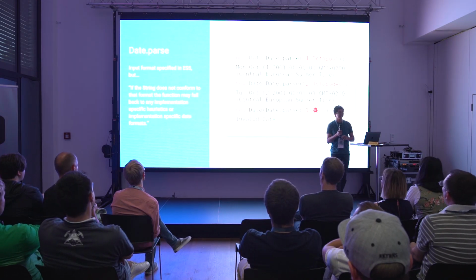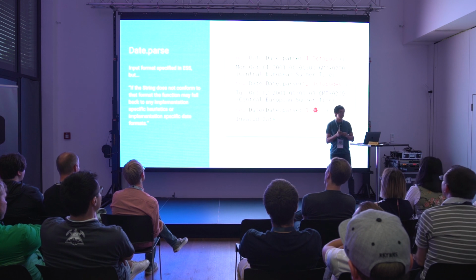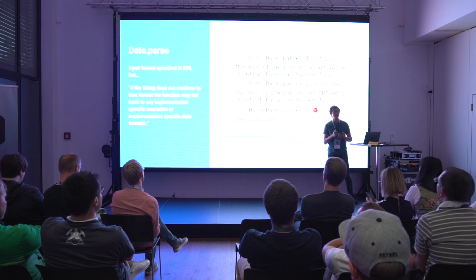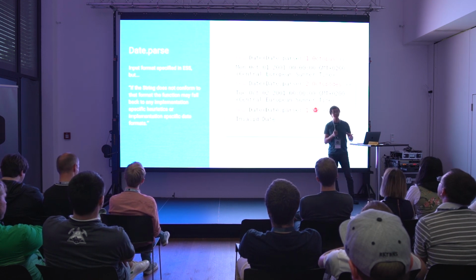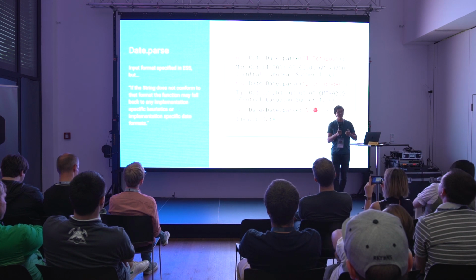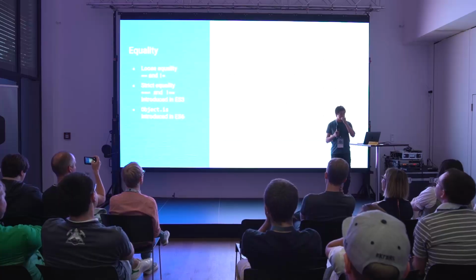Number 4, Date.parse. Date.parse has also only recently been specified, in ES5. Okay, it's a couple of years ago already. But the input format has been specified. If the input deviates from the input format specification, then browsers or any VM are allowed to do whatever they want. And this is what V8 does if you pass it "one octopus". It kind of looks like a code, it's not. But if you use Node.js, luckily it's not bad.